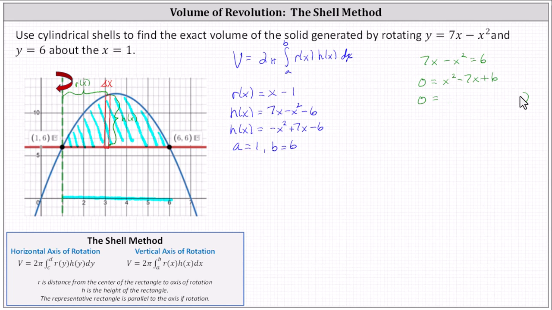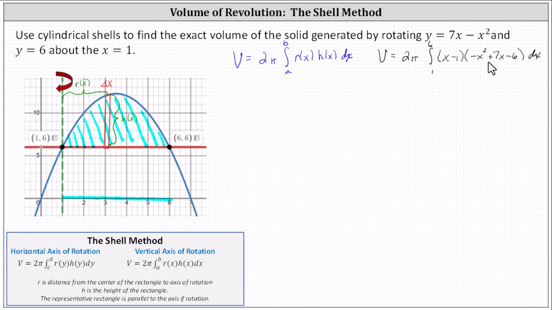Let's go ahead and set up the integral that will give us the volume of revolution. We have the volume V equals 2 pi times the integral from 1 to 6 of r of x, which is x minus 1, times h of x, which is negative x squared plus 7x minus 6, dx. And now we need to multiply out the integrand function and evaluate the integral. Let's go ahead and find this product below.